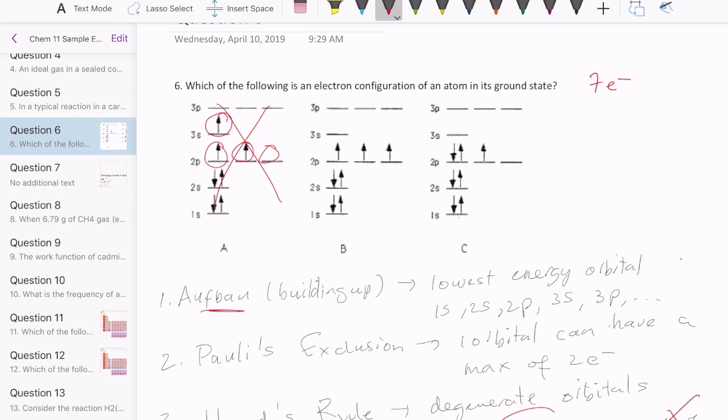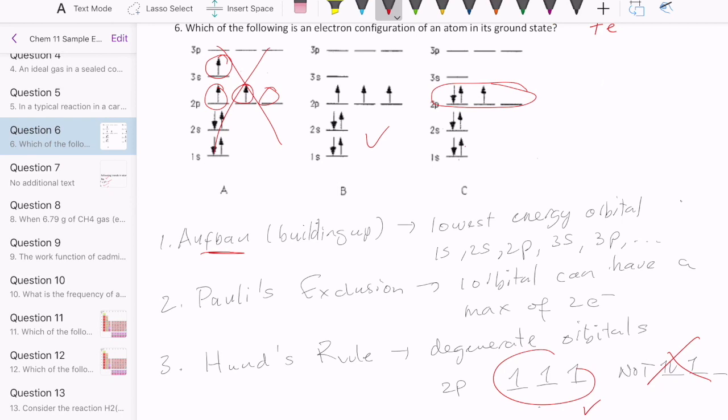If you look at option B, same 7 electrons, now we have 1s2, 2s2, and 2p3, and this is exactly what we would expect for a ground state configuration, so this would be correct. And just to verify, if we look at C, we have 1s2, 2s2, and 2p3, but the way the 2p is placed is exactly the way that I said earlier is wrong, which violates Hund's rule, so that one would be wrong as well. So the answer is B.